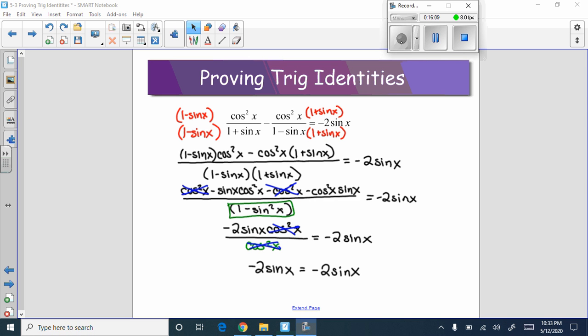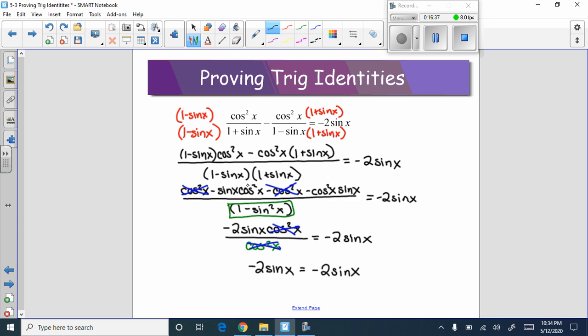All right, so in this problem, I saw that I was subtracting two fractions, so I knew I was going to have to put those together. So I found a common denominator. You could do some factoring in this case as well. I distributed the cosine squared x's, saw they canceled out, and then I have a negative sine x cosine squared x and another one of those. So that's negative 2 sine x cosine squared x.